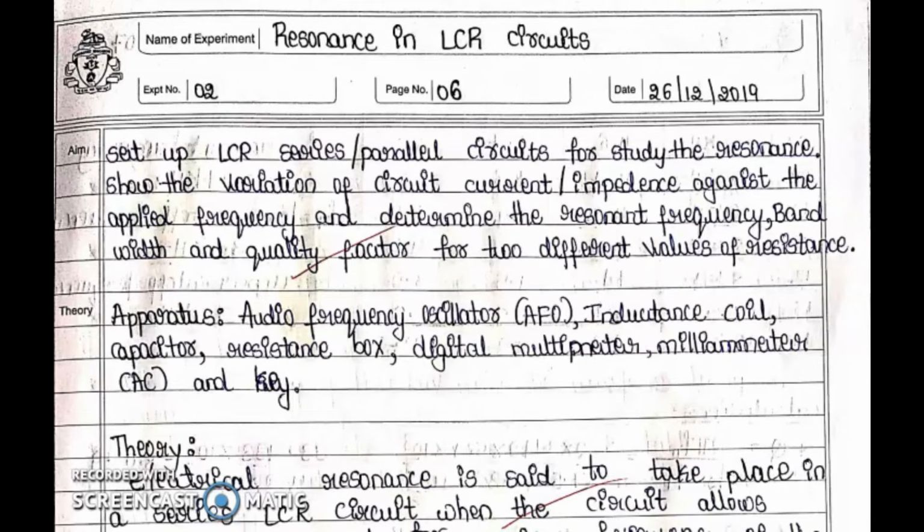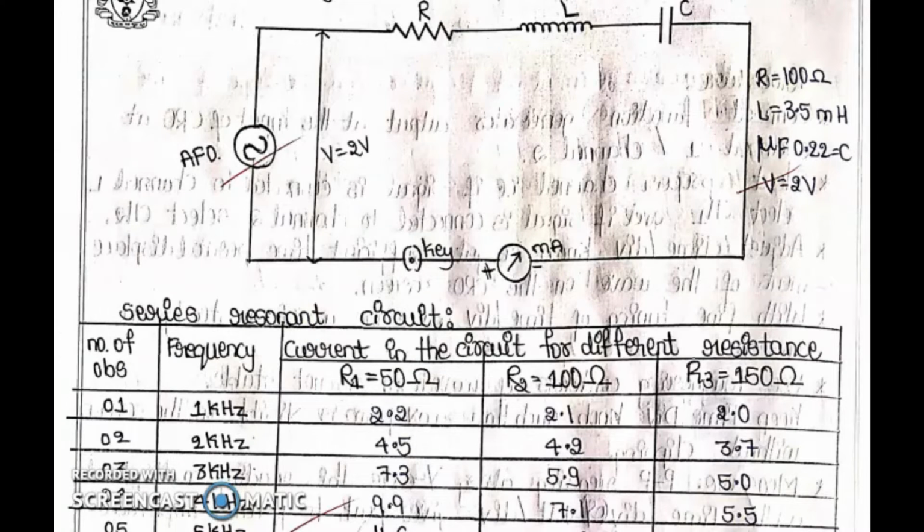Dear students, in this video, let us revise the experiment of resonance in LCR series circuit. Aim of the experiment is to set up LCR series circuit and to determine the resonant frequency, bandwidth and quality factor for the given different values of resistances. This is the circuit diagram used for the connection. It consists of AFO, resistance box, inductance box, capacitance box, a key and the milliammeter.